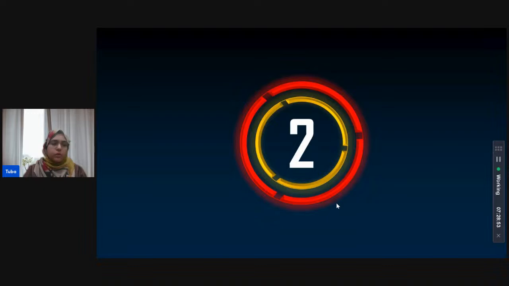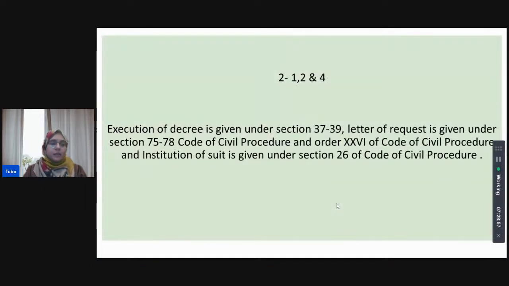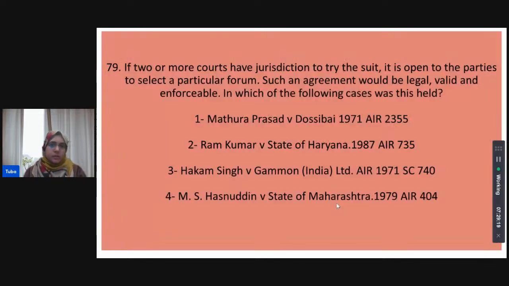1, 2, and 4 says Atidivya and Yash. That is correct. Atidivya is correct. 1, 2, and 4 is right. Because execution of decree is actually under sections 37 through 39. Letter of request is dealt with under sections 75 through 78, and also in order 26 of CPC. And then institution of suits is dealt with under section 26 of CPC.